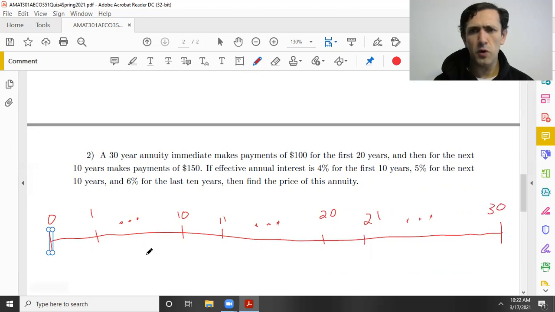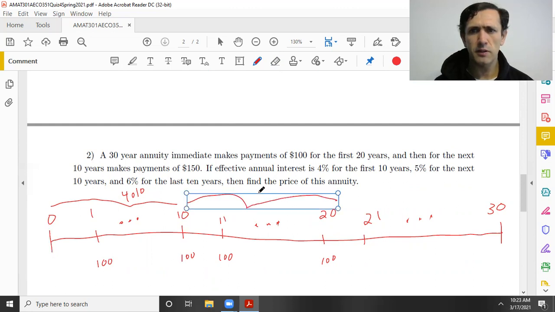Okay, so first 20 years, payments are 100. It's annuity immediate, so payments are at the end of each year. Interest is 4% for the first 10 years. Effective annual interest, so there's no nominal interest computations to be done. It's 5% for the next 10 years.